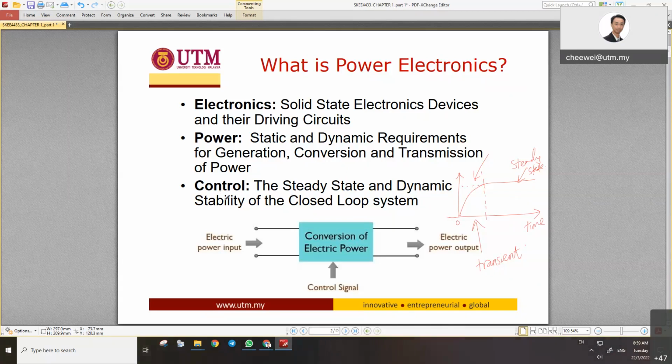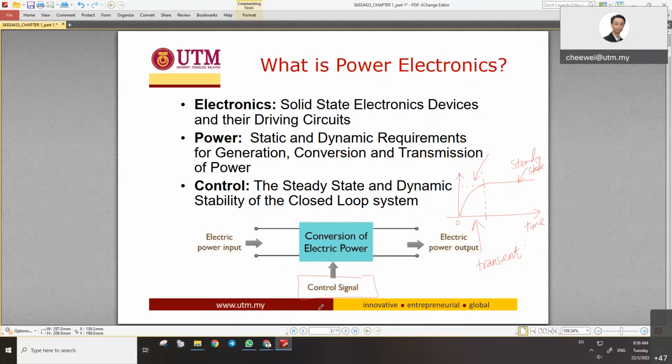What is control? The steady state and dynamic stability of the closed loop system. You need to do control. When you enter a room, you want to turn on the light. What do you do? You turn on the switch. That is a control, directly controlling on and off. But sometimes when we require the output or the result to be slightly complicated, you need to give a better control signal. If you look at the diagram at the bottom arrows here, that's like a control signal.